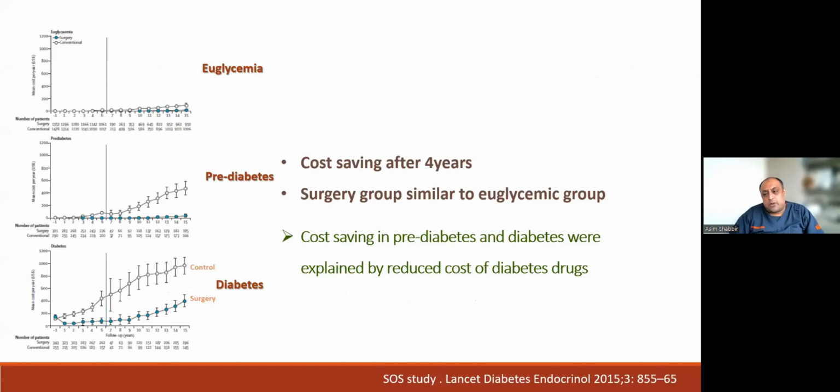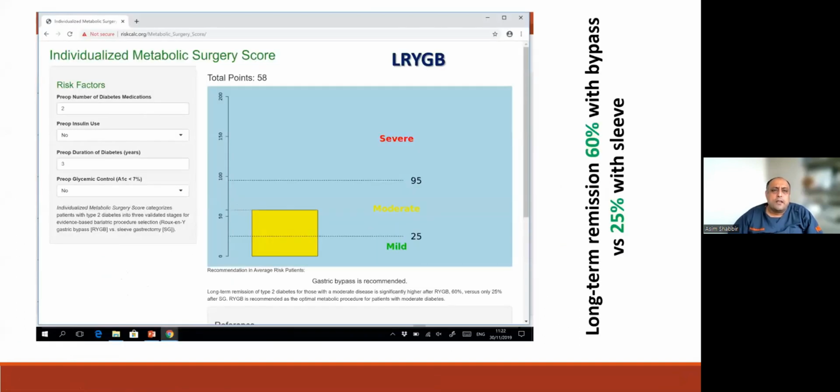And this cost reduction that came from the SOS study actually came from the reduction in the consumption of medications. And you can see here where surgery is involved in these dark circles. Even at 15 years, very few patients actually became diabetic. They continue to remain euglycemic, whereas those who were diabetic actually continued to progress if they were on medical therapy in the SOS study. So are there any ways to select procedures?